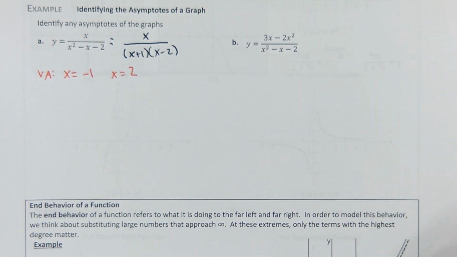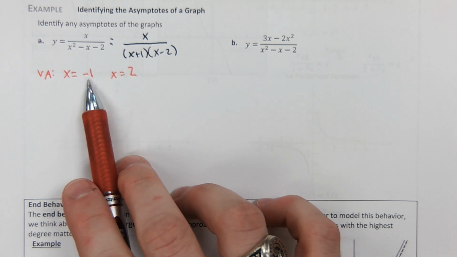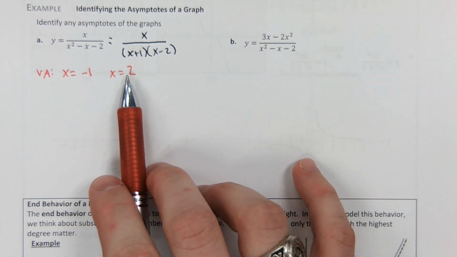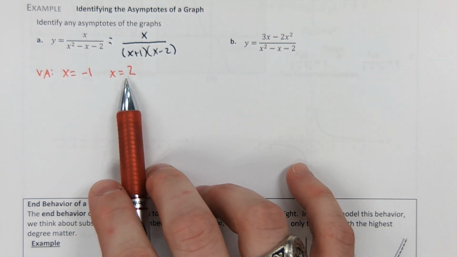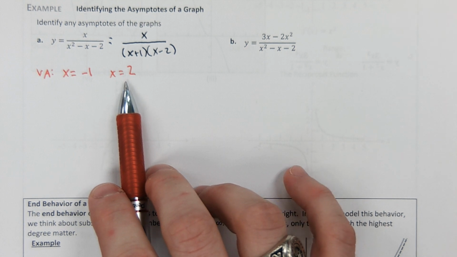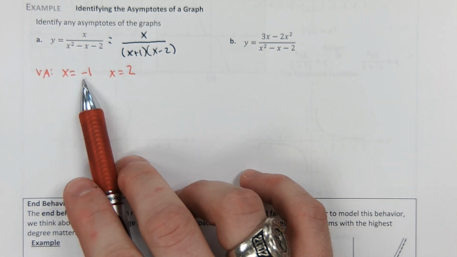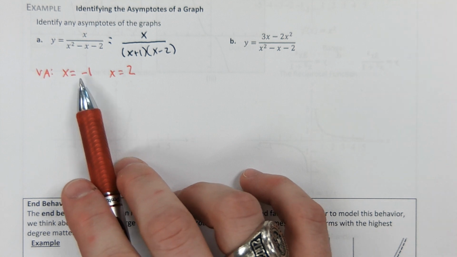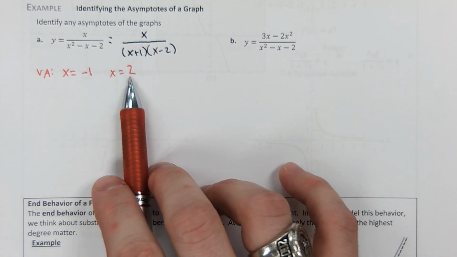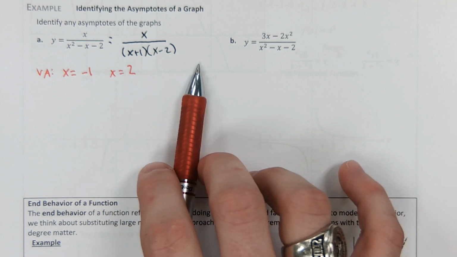When we were talking about the domain, this graph's domain is every single number except for -1 and positive 2. So we would need to string together 3 different intervals using unions. So I would have -infinity to -1, parentheses, union, parentheses, -1 to 2, parentheses, union, parentheses, 2 to infinity.